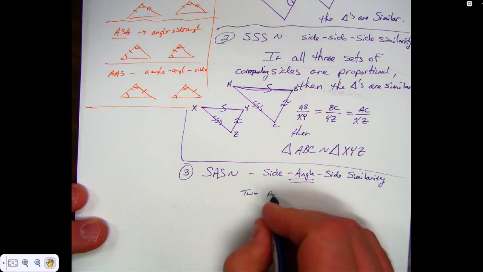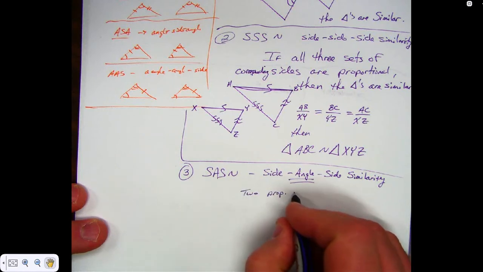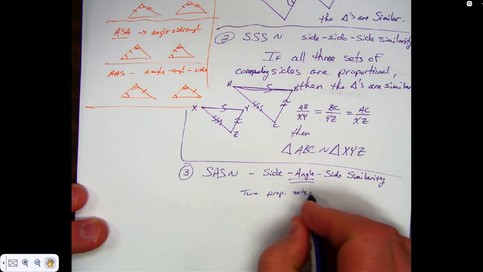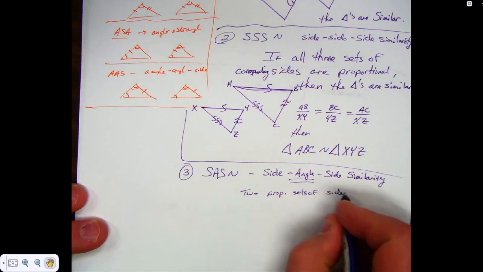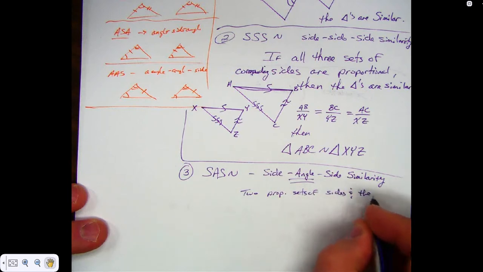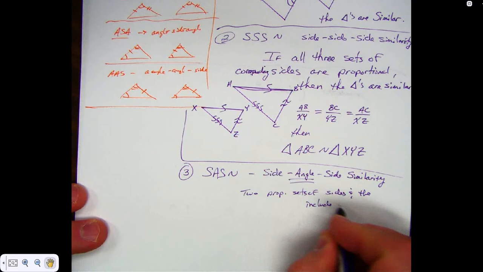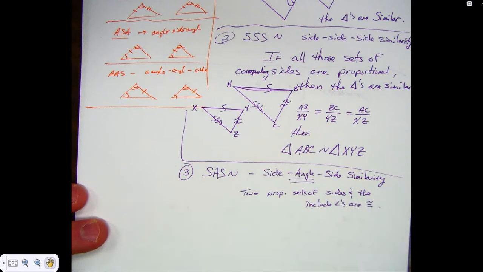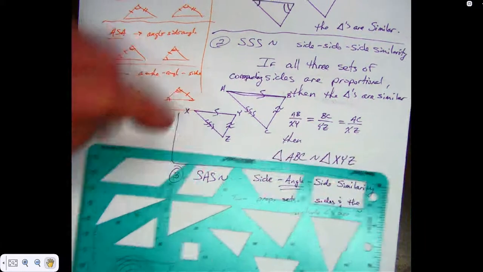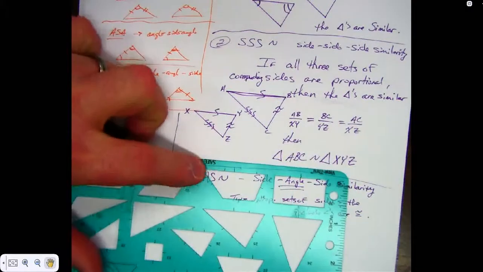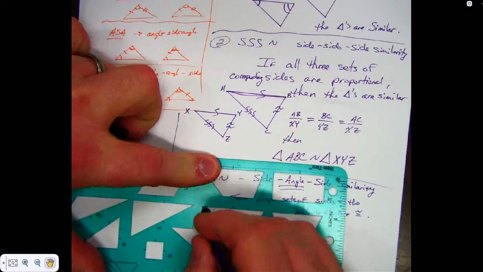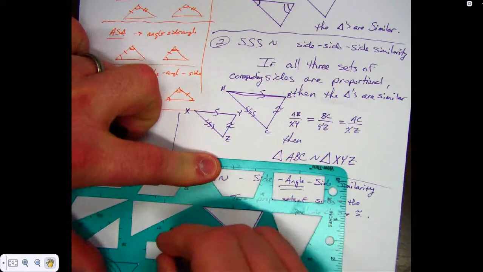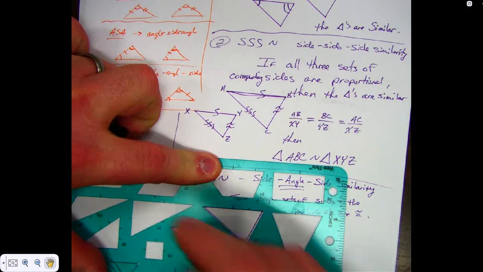Two proportional sets of sides, and the included angles are what? Congruent. What's included? Well, that means the one in between, correct? Finally do it right.